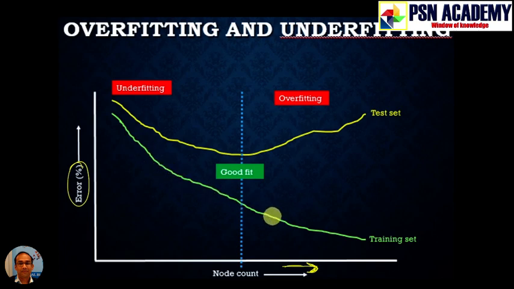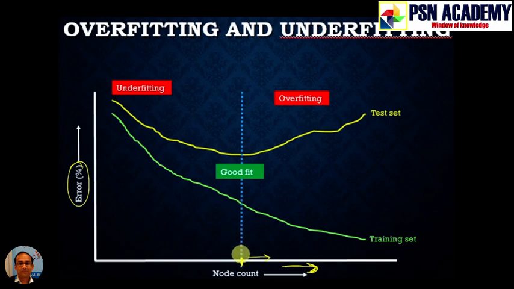See the green line, it is the line of the training set. As long as you keep on increasing the node count, the error is going down. But whenever you consult the test set, the yellow line, you see that initially the error was going down when you were increasing the node count. But after this point, the blue line, you increase the node count on this side, but the test set is showing the error is increasing. So this blue point is actually the optimized point, right?